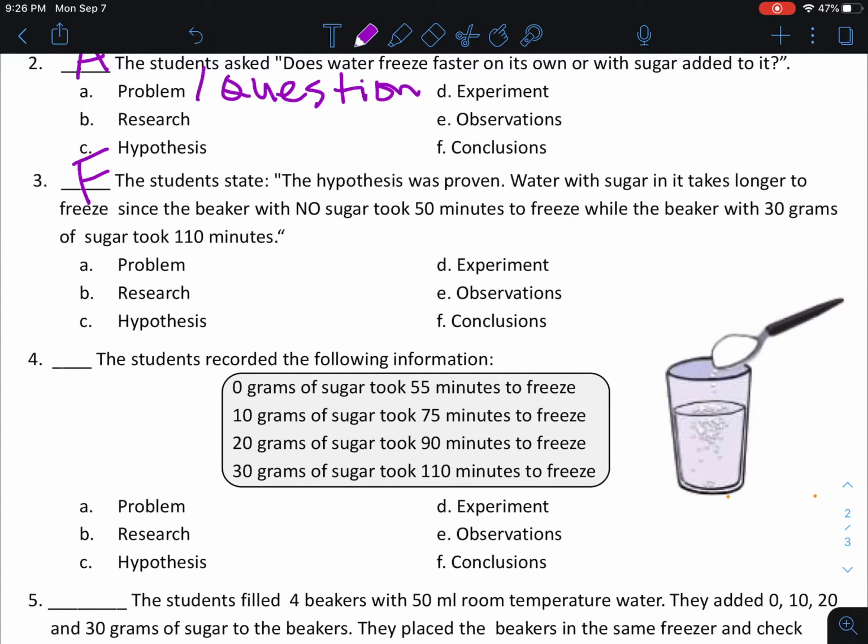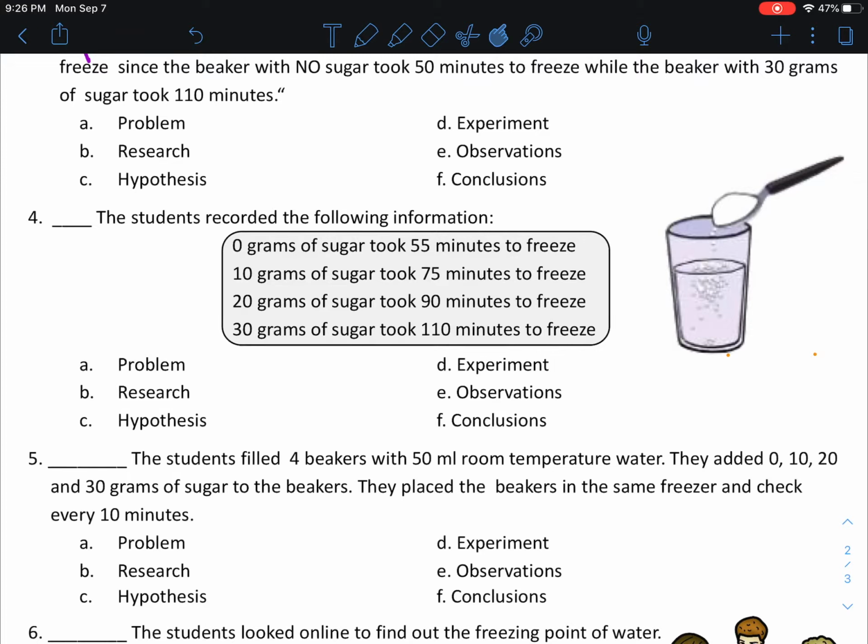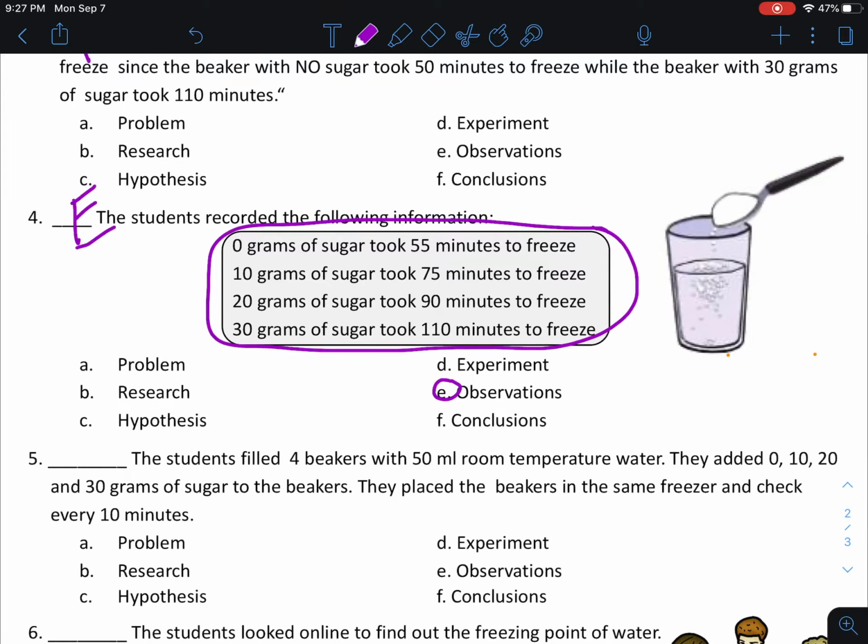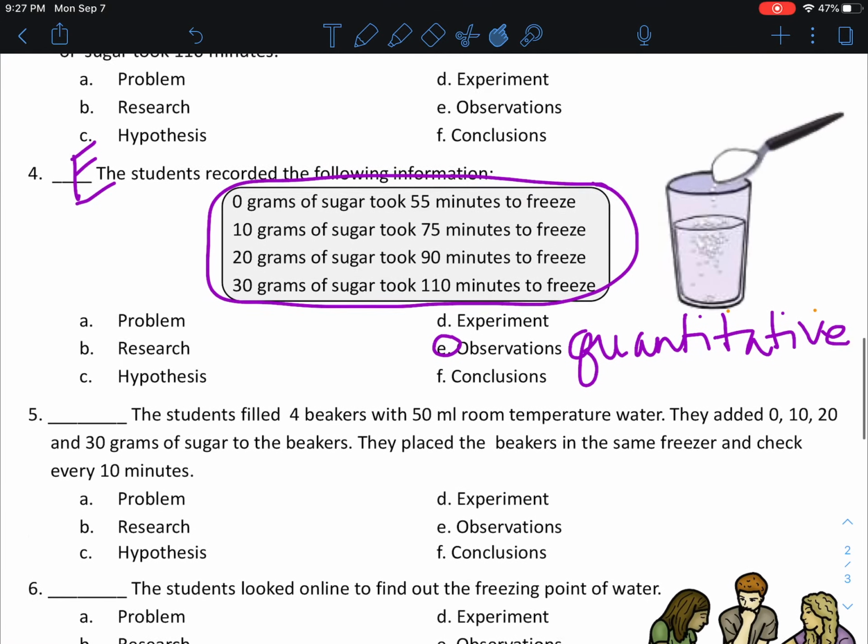And wrapping it all up. All right. So the students recorded the following information. So that's this section here with what's going on with the number of grams of sugar and time to freeze. So that is an observation. What type of observation? Quantitative, because it dealt with measuring and numbers, right?